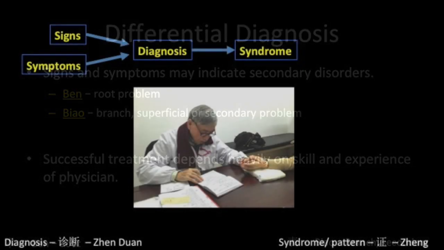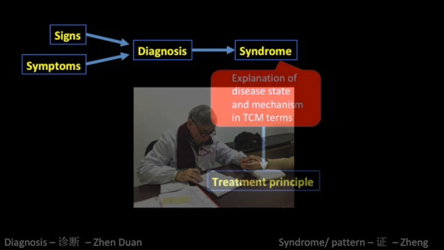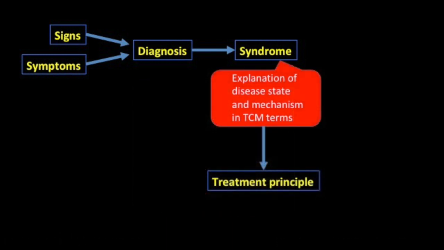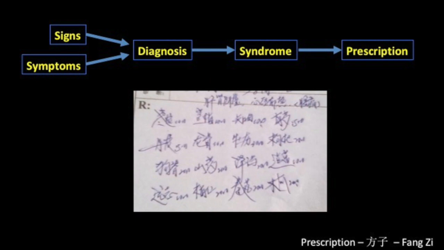In summary, the patient's signs and symptoms lead to a diagnosis of a syndrome by the doctor. The syndrome, which describes the state of the disease and its mechanism in TCM terms, allows the doctor to determine a treatment principle. This will lead to the prescription of a formula suitable for this syndrome, which may be adapted to deal with other issues the patient may have.